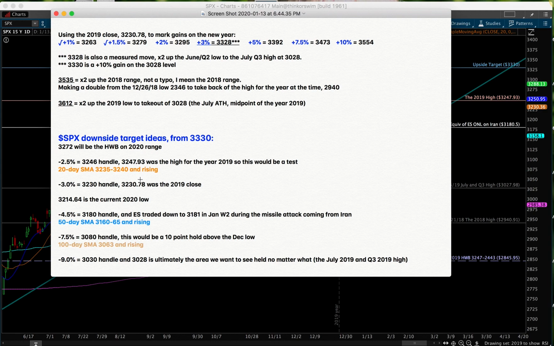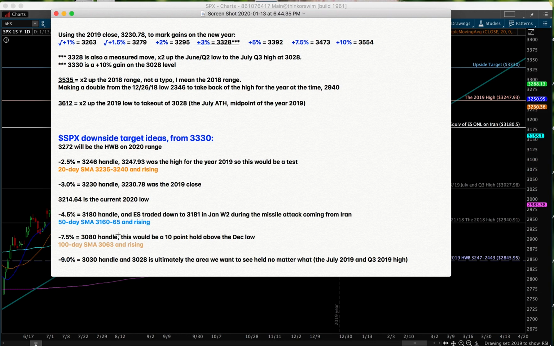Okay, if we were to overshoot 5% and go all the way down to 7.5%, that would get us down to the 30.80 handle. That would be a 10-point hold above the December low, and our 100-day simple moving average would be just below that. And so yet another set of the 80 handle rule playing out as well with your 30.80 to 30.63.